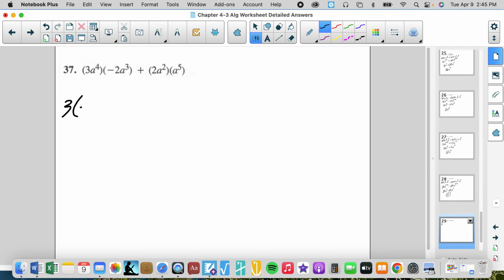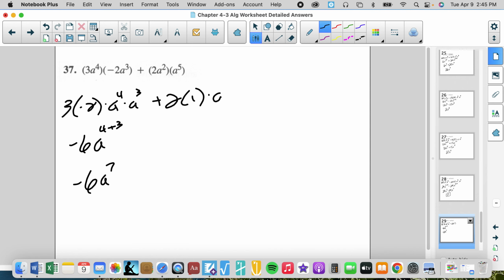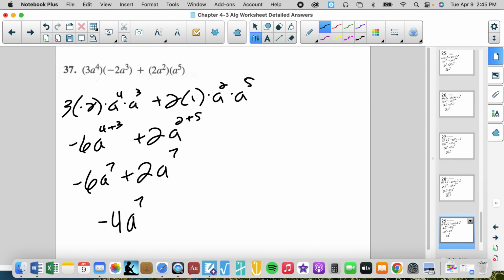So we have 3 times negative 2 times a to the fourth times a to the third, which is negative 6a to the 4 plus 3, negative 6a to the seventh. We have 2 times 1 times a to the second, a to the fifth, which is plus 2a to the 2 plus 5, which is plus 2a to the seventh. Negative 6 and positive 2 makes negative 4a to the seventh.